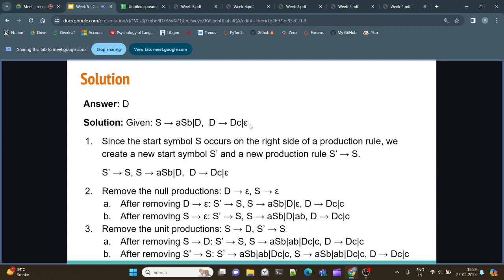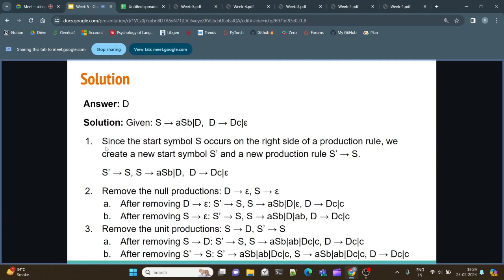Now there are certain specific procedures that we need to follow to go from the context-free grammar to its corresponding Chomsky normal form. The first is we need to check if the start symbol is occurring on the right hand side of any production rule. In the first production rule, we see an S that is appearing on the right hand side.